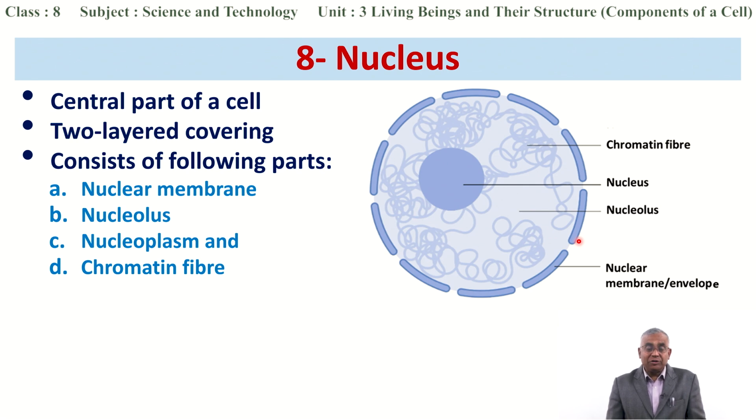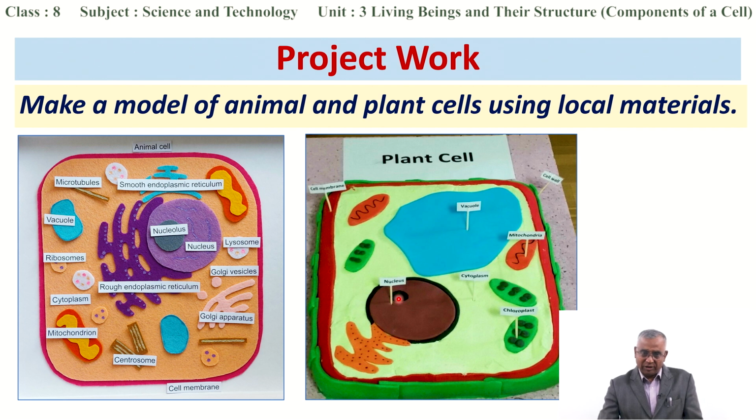Now I am going to give you a project work related to animal cell and plant cell. Here one sample is given. You have to make it better than this, using any other substances besides those used here. These are models of a plant cell and an animal cell. Make a model of an animal cell and a plant cell using local materials. No expensive materials. Only waste, useless, locally available materials, and make attractive cells with labeling.